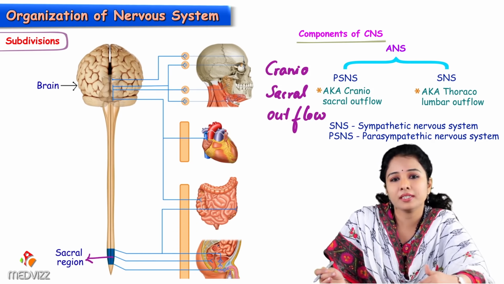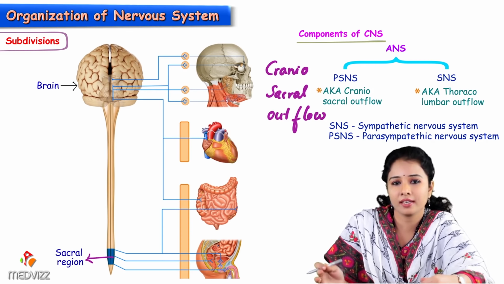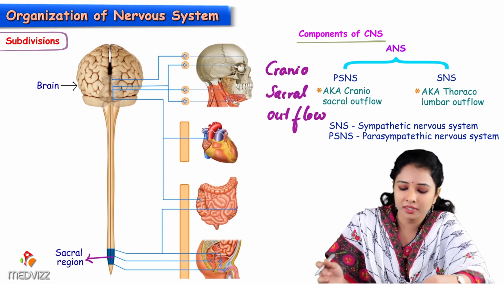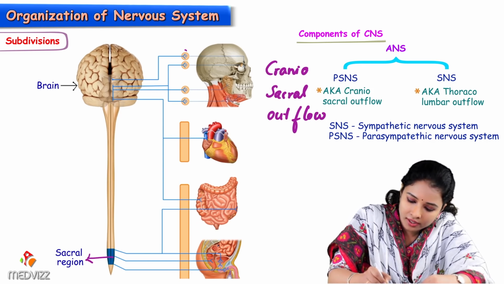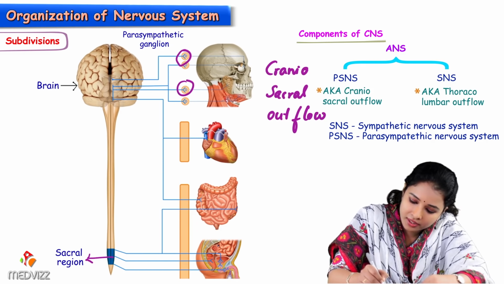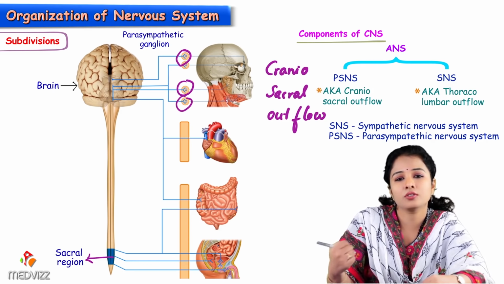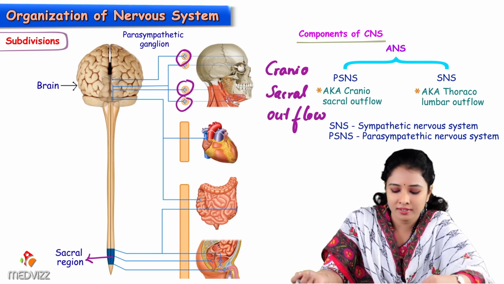We saw the sympathetic ganglions near to the central nervous system which are present on each side of the vertebral column or spinal cord, whereas the parasympathetic ganglion are present near the target organs. So, here are the parasympathetic ganglions which are present near the target organs. So, these two are the components of autonomic nervous system.